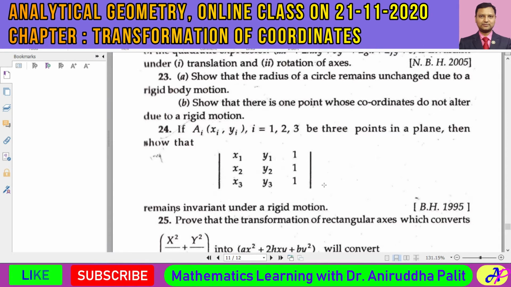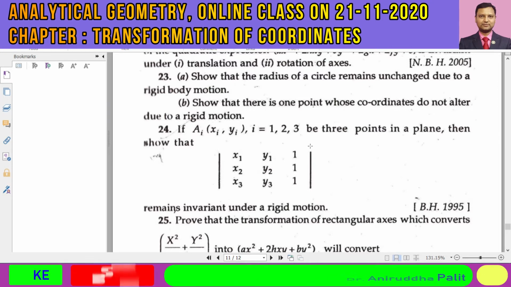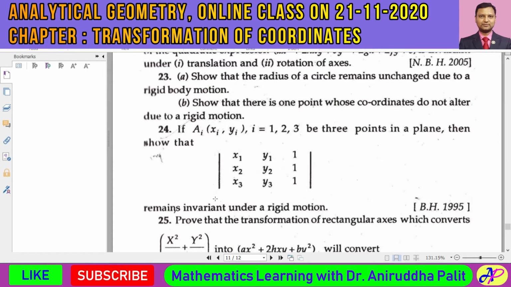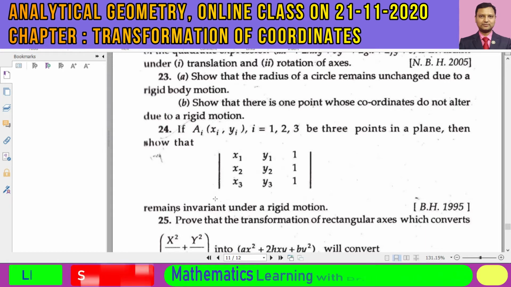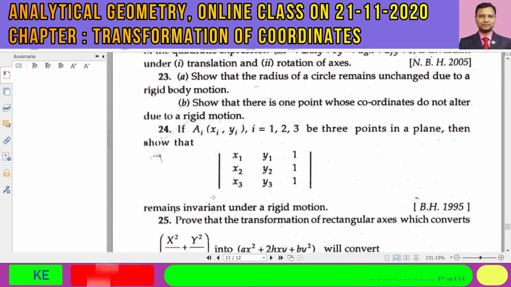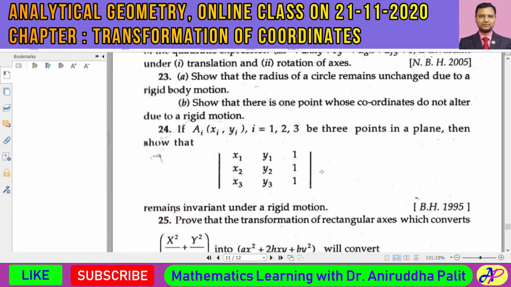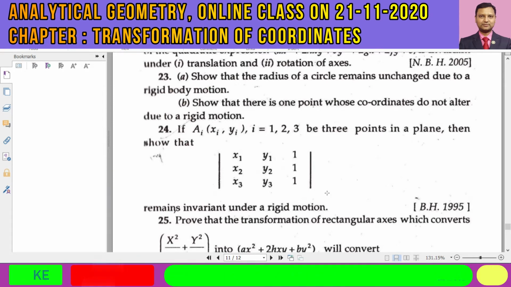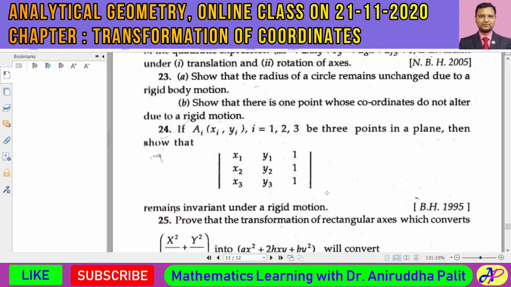So that means you will have to prove that if this expression remains invariant under rigid body transformation, I am keeping this one as a homework for you. If this expression remains invariant under translation and rotation, then if we divide it by half, the corresponding expression would also be an invariant quantity. That means the area of a triangle having the vertices A1, A2 and A3 would be an invariant quantity that we expected from the first proof.